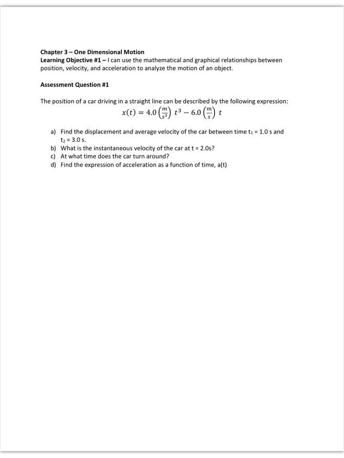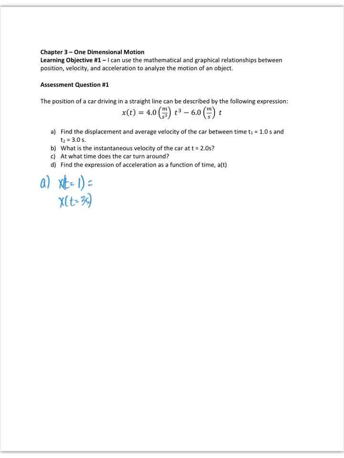So in this particular assessment question, we're given a mathematical expression for the position of a car that's going in a straight line, traveling along the x-axis, and how that position depends on time. The first thing we're asked to find is the displacement and average velocity of the car between time equals 1 second and 3 seconds. In order to do those two calculations, we're going to need to find the position of the object at 1 second and also the position at 3 seconds.